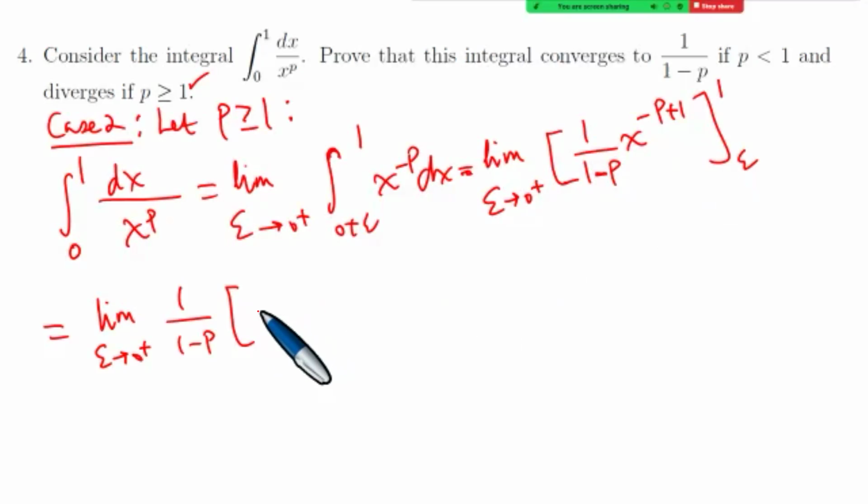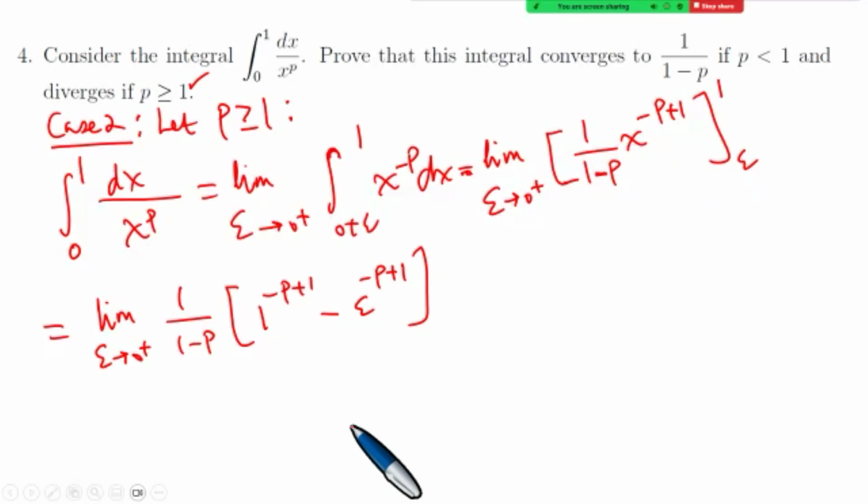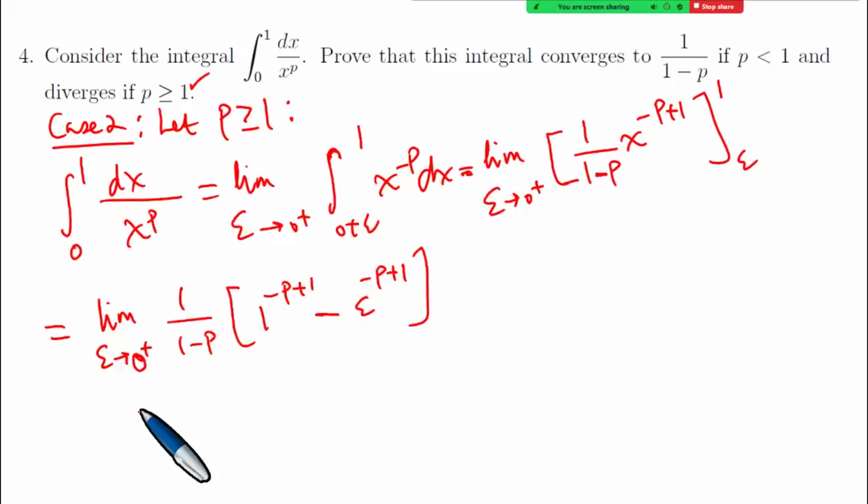And then you substitute here, which is 1 to the minus p plus 1, minus epsilon to the minus p plus 1. So this is what we have. Okay, now let's check what happens here.